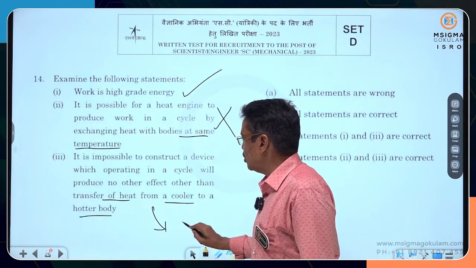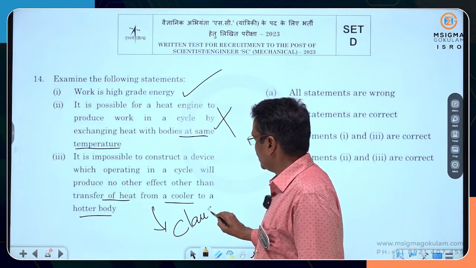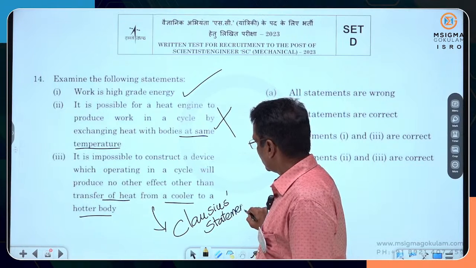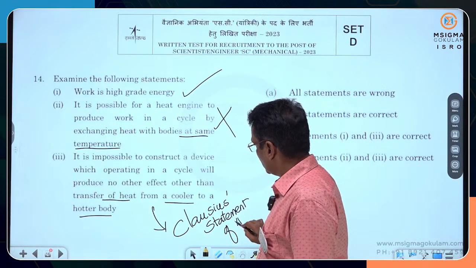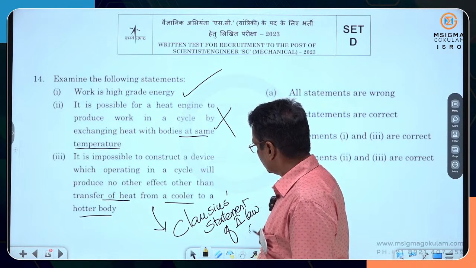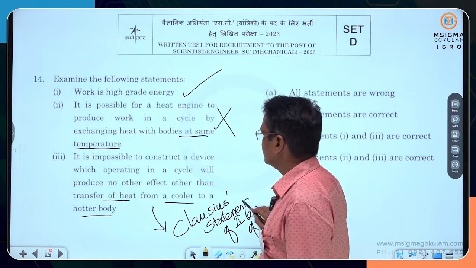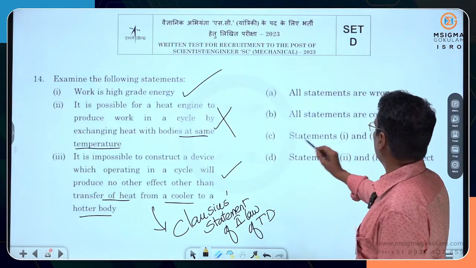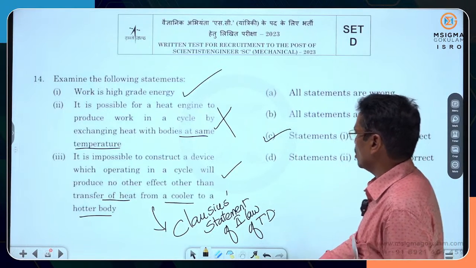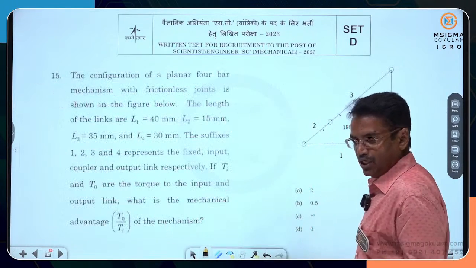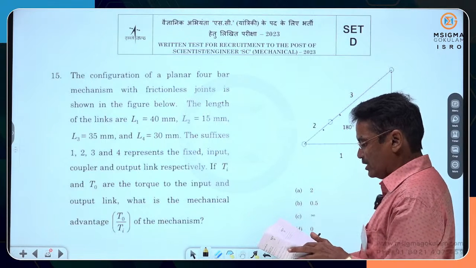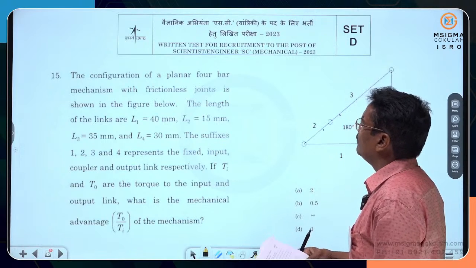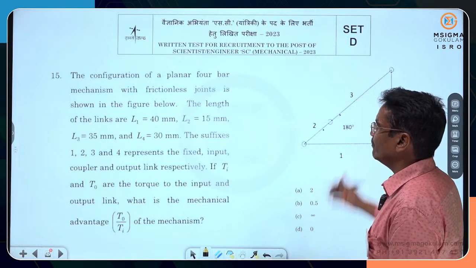This statement is famously known as the Clausius statement of the second law of thermodynamics. So this is the correct statement. So 1 is correct, 3 is correct. Statements 1 and 3 are correct. 2 is wrong.